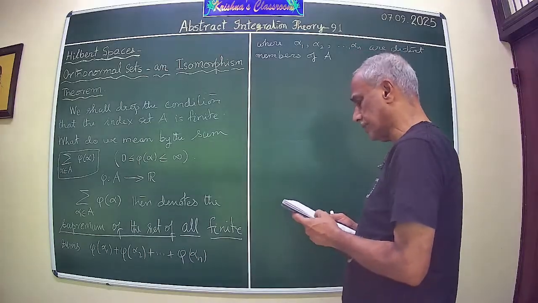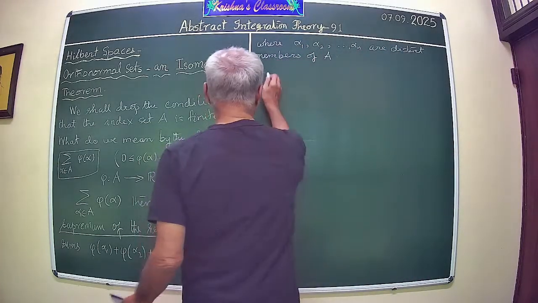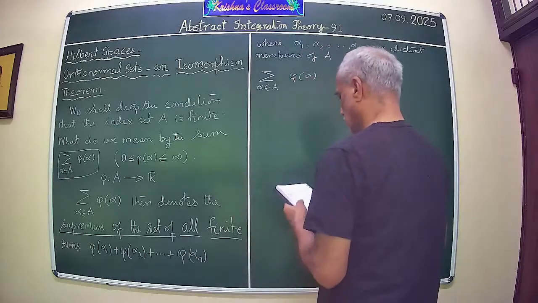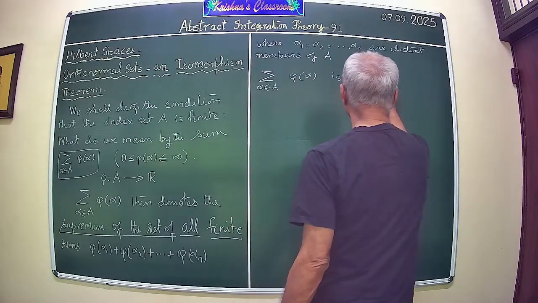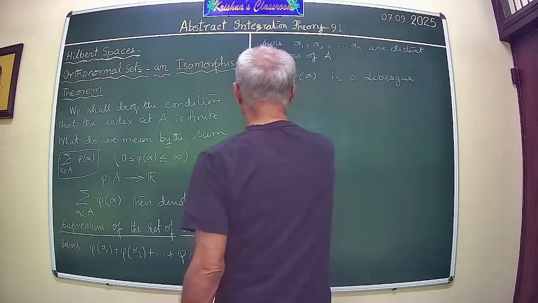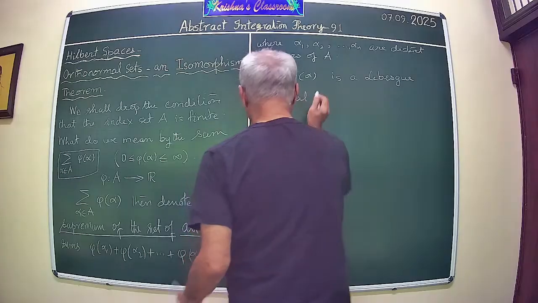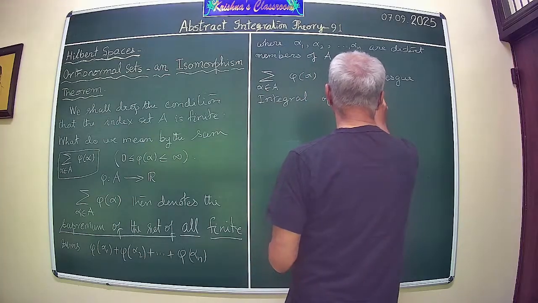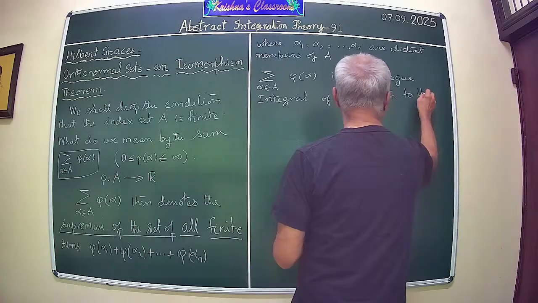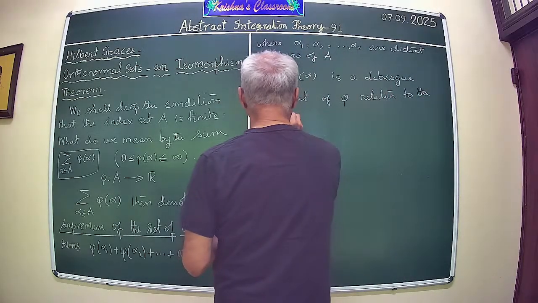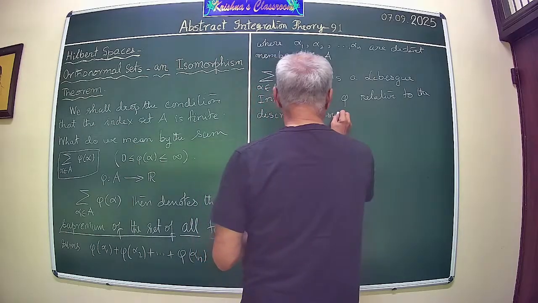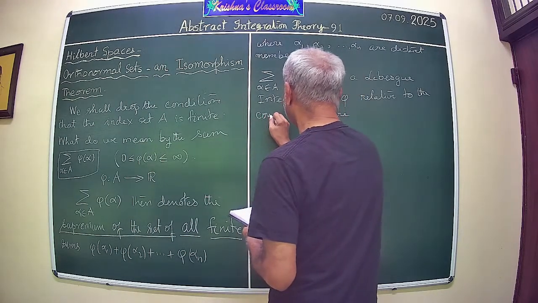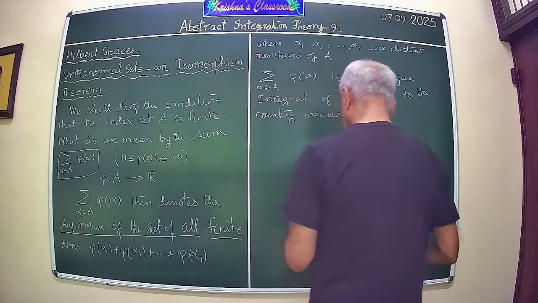And now you can see that this sum is a Lebesgue integral of phi relative to the discrete measure, or what you call the counting measure mu. What is that? See, you have got A, the power set of A, and mu.